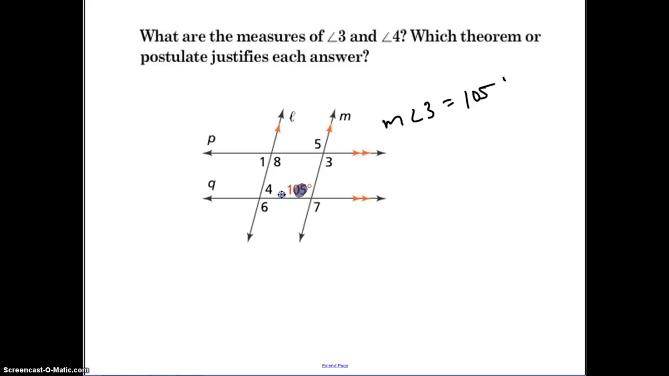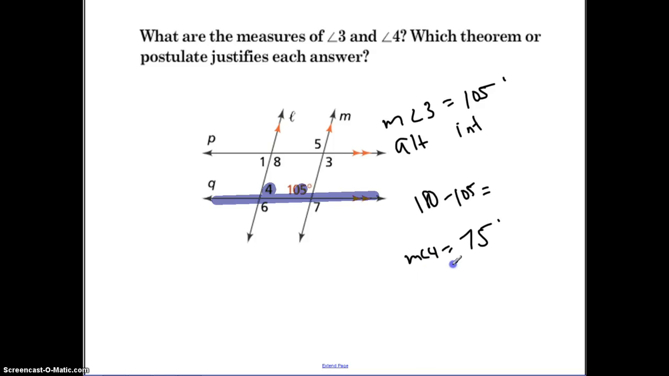Now, what about angle 4? So I have angle 105 here and angle 4 here. Now, these two are on the same side of my transversal Q, and they are both interiors. Well, same side interiors are supplementary, which means I need to do 180 minus 105, which gives me that the measure of angle 4 is 75 degrees. So the theorem that we used to find angle 3 was alternate interior, and the theorem that we used to find angle 4 was same side interior.